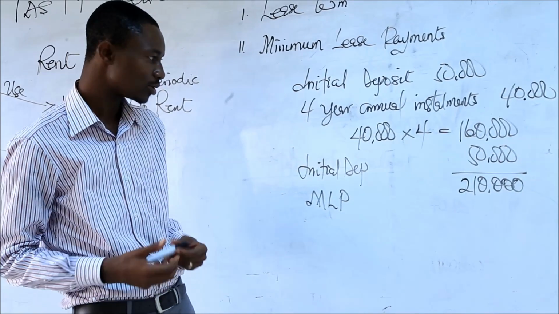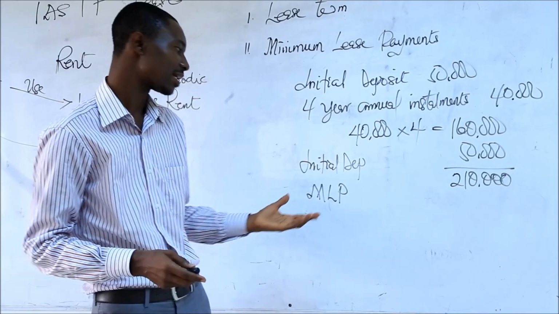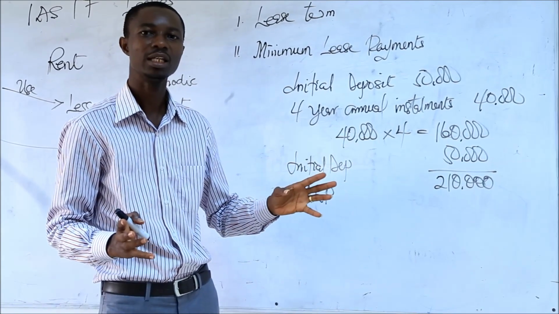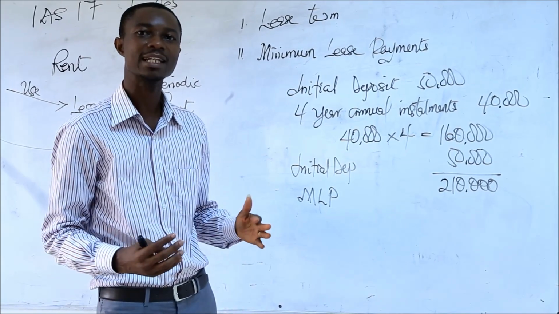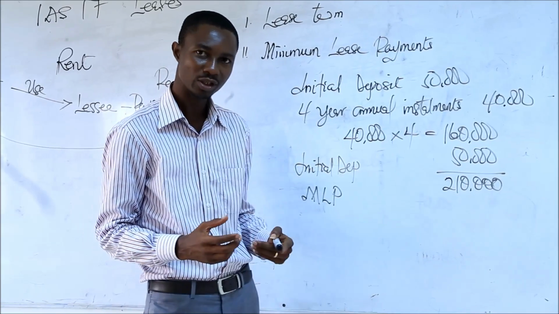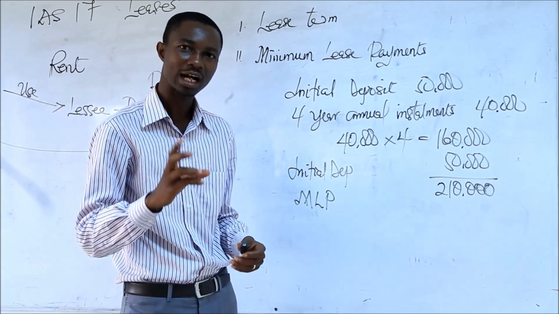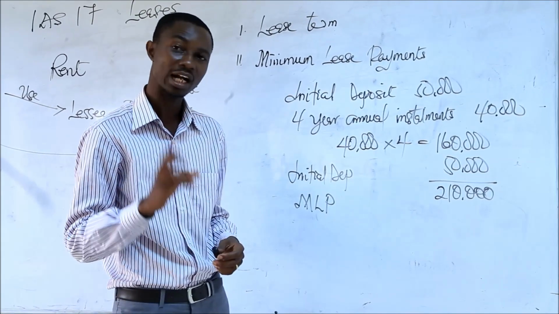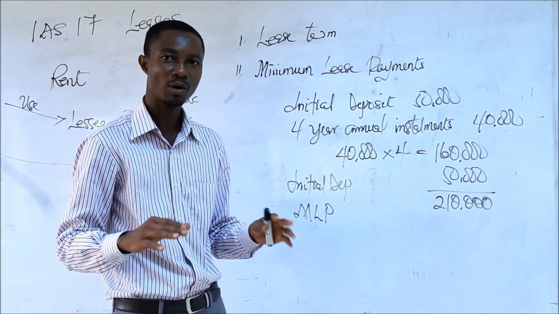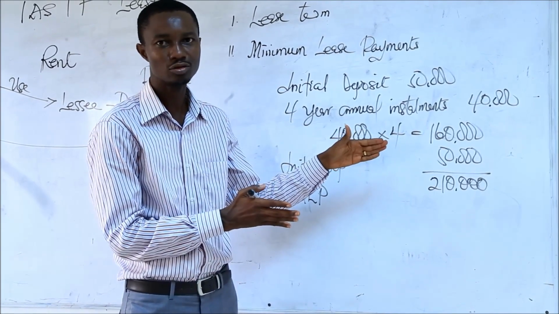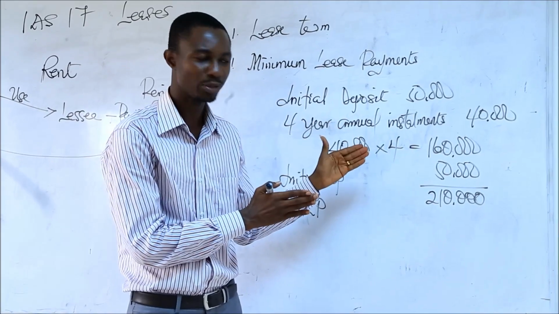Now, in a more complex situation, certain other amounts like option fees, which represent the amount you pay in a bid to own the assets at the end of the lease term, right, would be added to the minimum lease payments. Sometimes there's also what we call guarantee fees, so the lessee will guarantee the lessor a minimum amount of residual value for the asset. All that are added to the minimum lease payments.